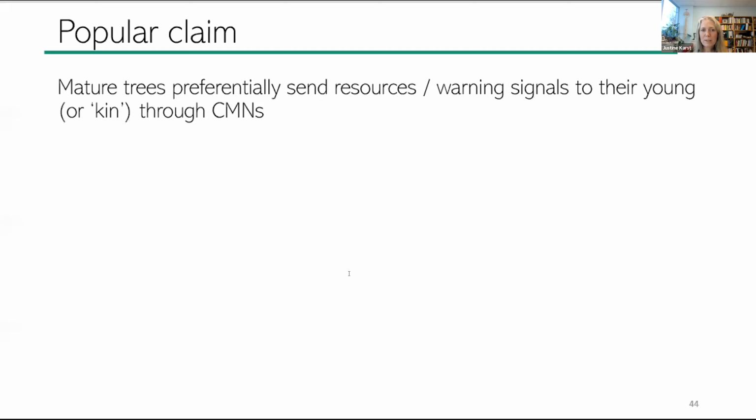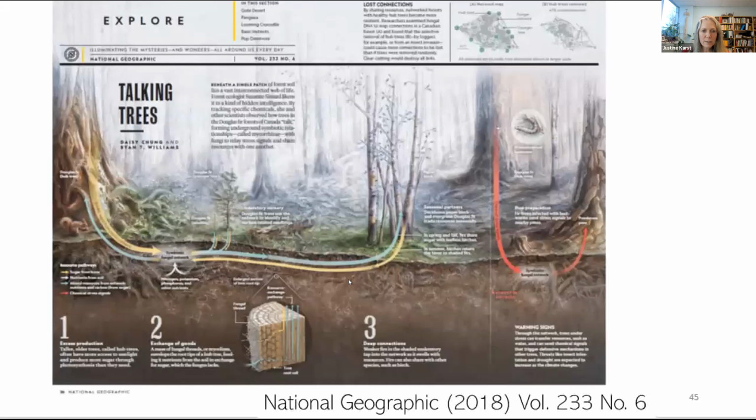Okay, so this last claim: mature trees preferentially send resources or warning signals to their young or kin through CMNs. This claim has got a lot of traction. And so this is an example. This was a one-page infographic put out in National Geographic from 2018. I know you can't read all the little text.